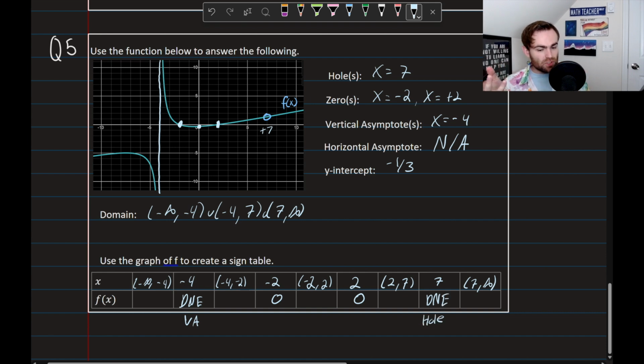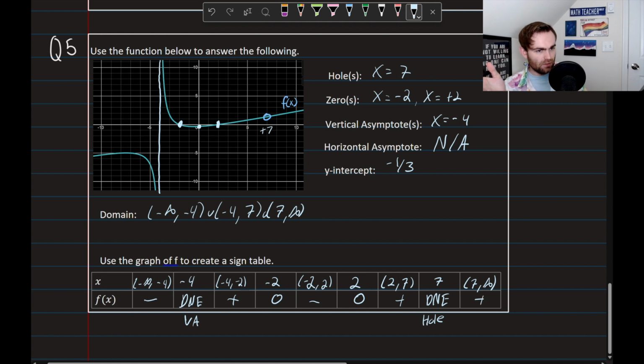The others we can actually tell just by looking at the graph. What happened before negative 4? It was below the x-axis, so it was negative. What happened between negative 4 and negative 2? That was above, so that's positive. Negative 2 to positive 2 was below, so that's negative. 2 to 7 was positive, and 7 onwards was positive.